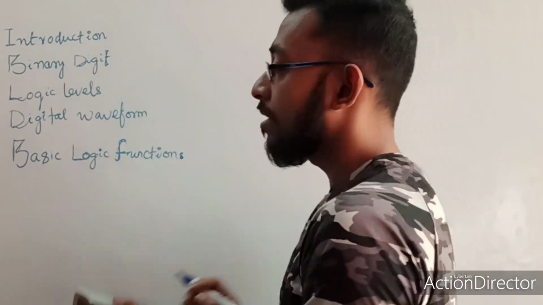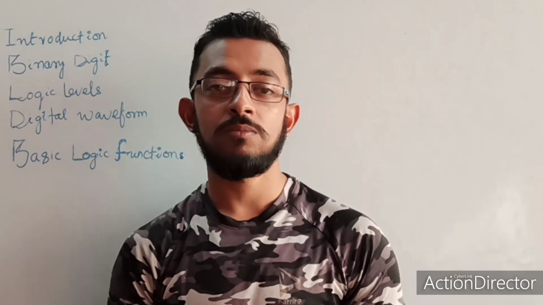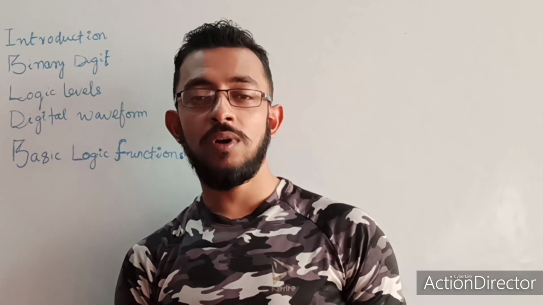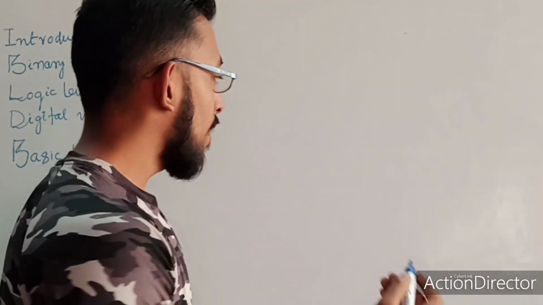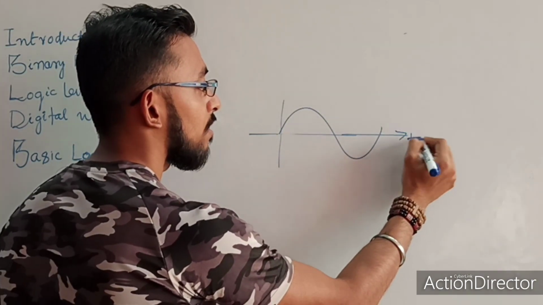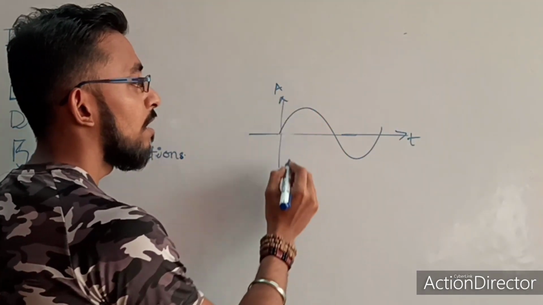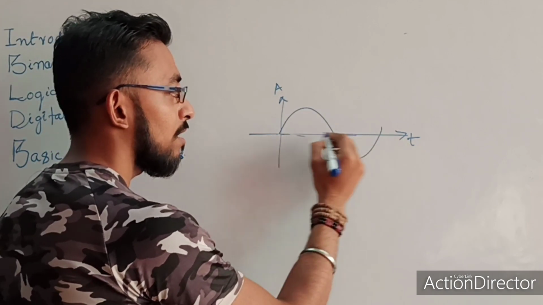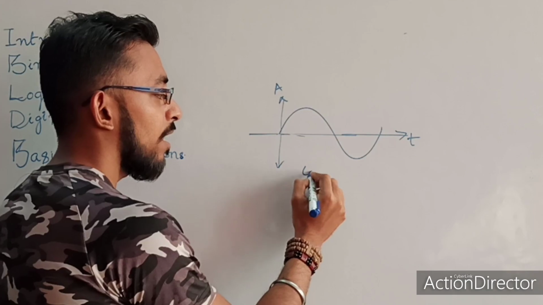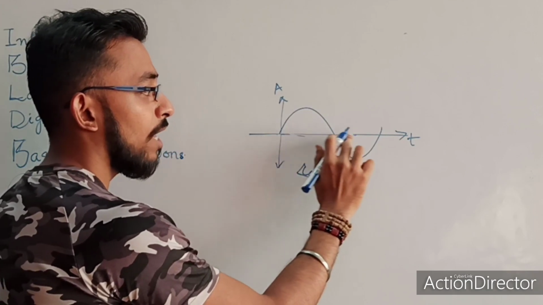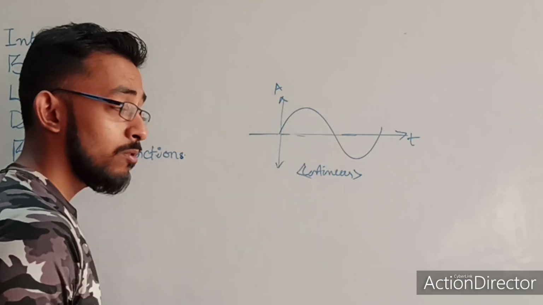If you remember, in the first video of our first module we discussed analog signal and digital signal. What is an analog signal? If you draw it, it will look like this. This is the time axis, this is the amplitude axis. You see here in the analog signal, both my time axis and my amplitude axis are continuous in nature.